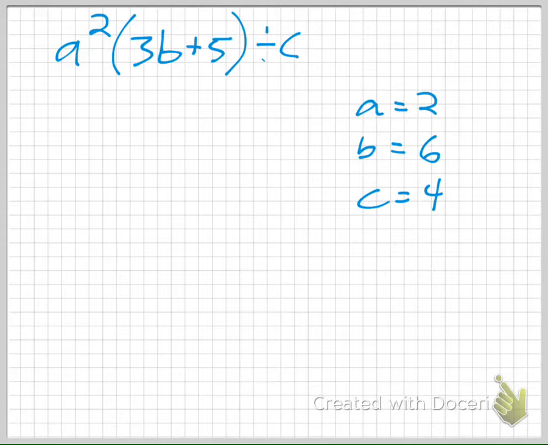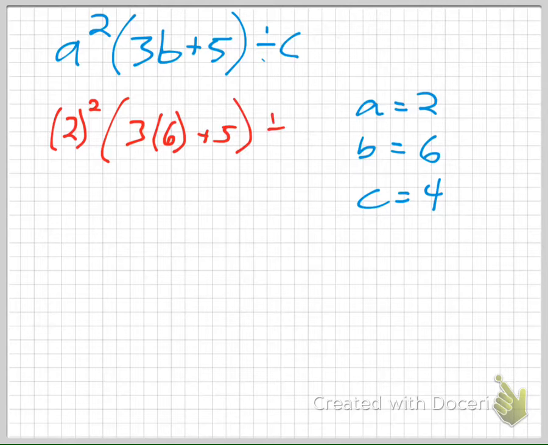So here we go. What do I do first thing? Plug this stuff in, right? You can't do anything without plugging it in. So let's plug it in. A is 2, so it's in parentheses 2 squared times 3 times 6 plus 5 divided by 4. Right? I just plug everything in, put it in parentheses. You see any parentheses? Yes. Inside the parentheses, do you see any other parentheses? No. Any exponents? No. Multiply or divide?